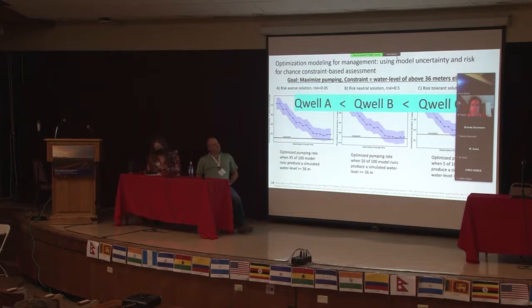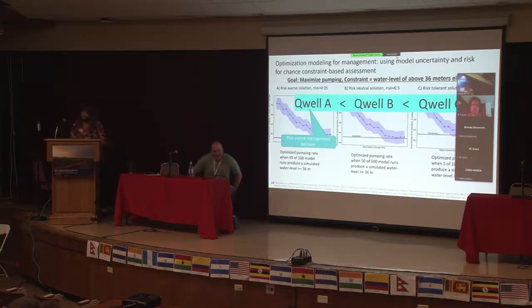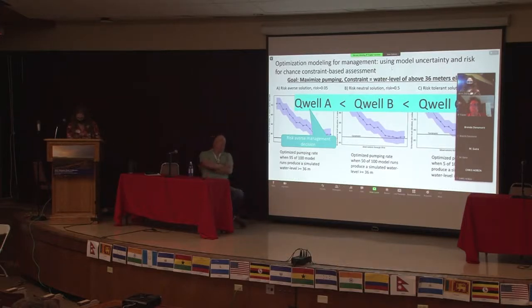The optimized pumping rate for A, the risk averse, is actually the lowest pumping rate, and Q well for C, the risk tolerant situation, is the highest pumping rate. So if you're a manager and you want to be risk averse in your decision making and you add a pumping rate to your rules and regulations for this well, you would pick the pumping rate for A. If you were risk tolerant, then you would pick the pumping rate for C.